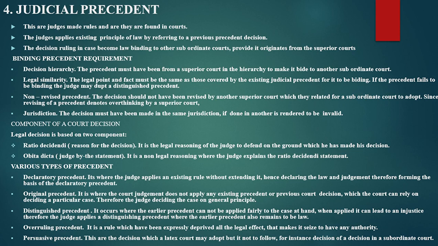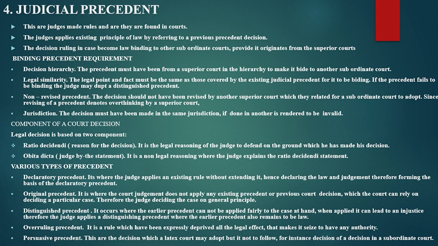We also have an original precedent. It is where the court judgment does not apply an existing or previous court decision which the court can rely on in deciding a particular case. Therefore, the judge decides the case on general principle. This is where the judge does not apply any existing precedent or previous court decision.